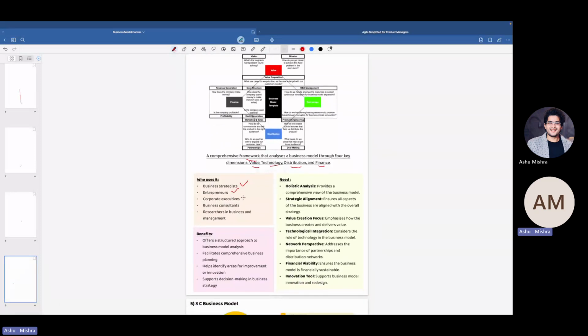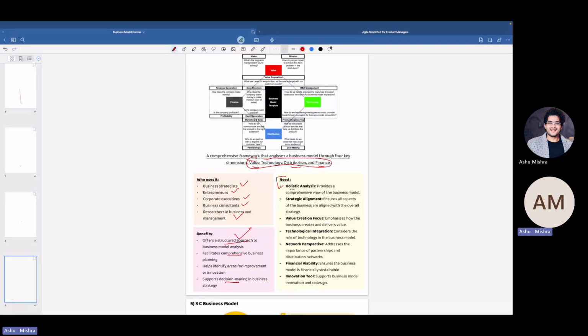business strategists, entrepreneurs, corporate executives, business consultants, as well as researchers. Why? Because this is a very holistic framework, guys, wherein you are not only seeing the technology, the finance, then distribution, but also you are analyzing the value that is being created for your end customer. So what is its benefit, guys? It is a structured approach, it is a holistic approach, right? It is facilitating comprehensive business planning, it is supporting decision making in business strategy, guys.